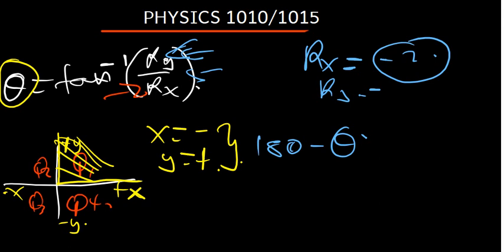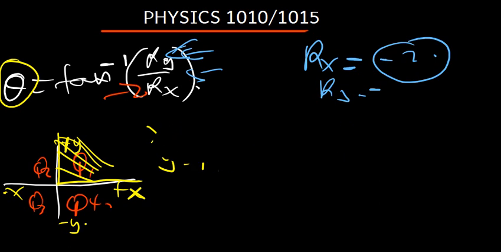Now if you discover that the angle is supposed to be in the second quadrant, and you just find the theta and leave it there, the answer is wrong. Now if the x is negative and the y is negative, where do we expect our angle to be?